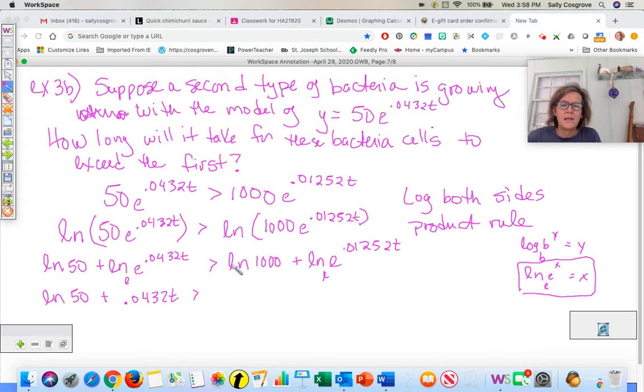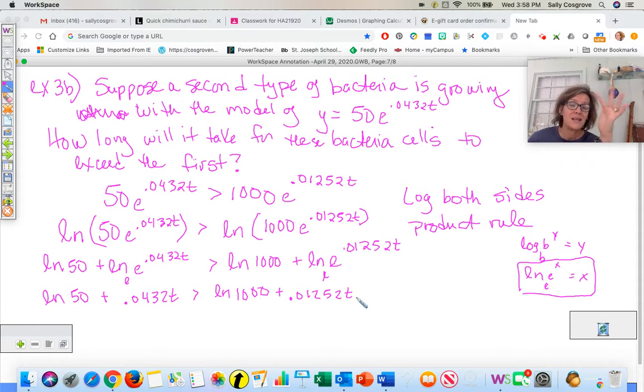And all that is greater than the natural log of 1,000 plus, again, same thing here, log base b of b to the y. What does it equal? 0.01252t. Shazam! Look at that. We got t is our only variable, and I have one over here and one over here.